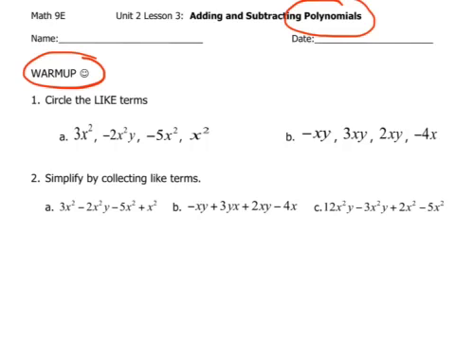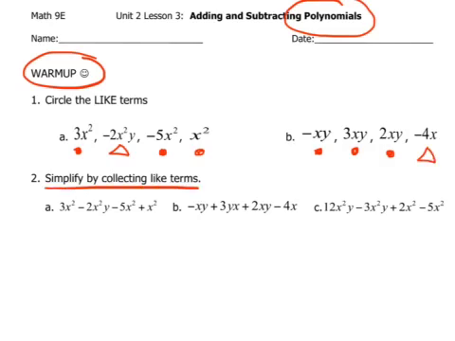Okay, for the first part, the like terms are always the ones with the same letters. So the like terms here would be this one, and this one, but this would be something different. In B, anything with an x and a y would be a like term, so that one, and that one, but this would be something different.